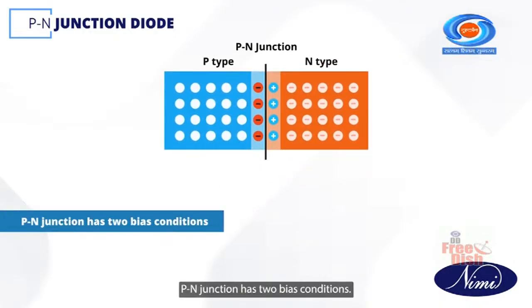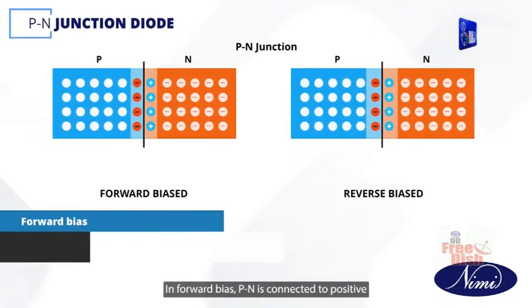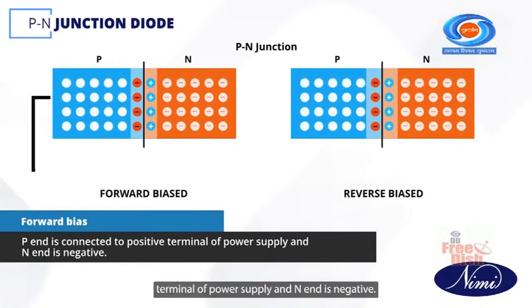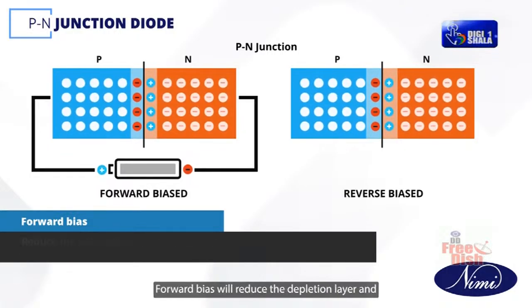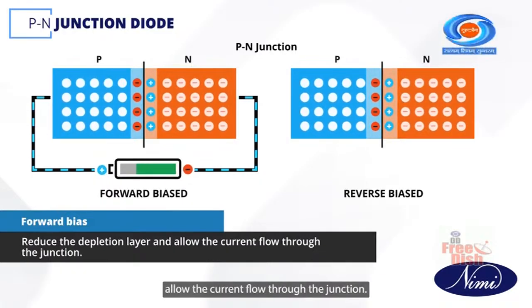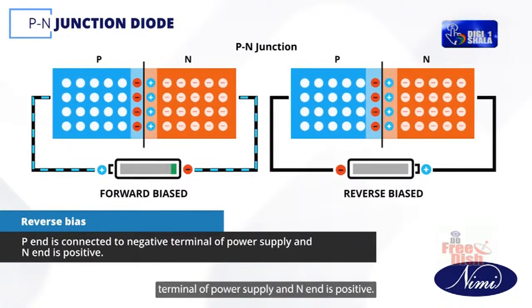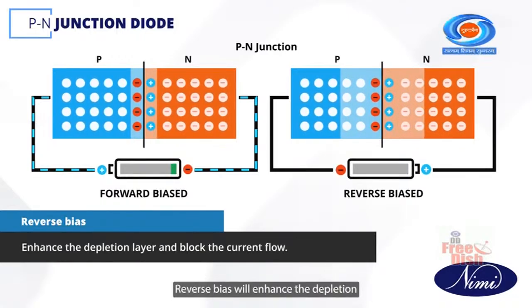PN junction has two bias conditions. They are forward and reverse bias. In forward bias, P end is connected to positive terminal of power supply and N end is negative. Forward bias will reduce the depletion layer and allow the current flow through the junction. In reverse bias, P end is connected to the negative terminal of power supply and N end is positive. Reverse bias will enhance the depletion layer and block the current flow.